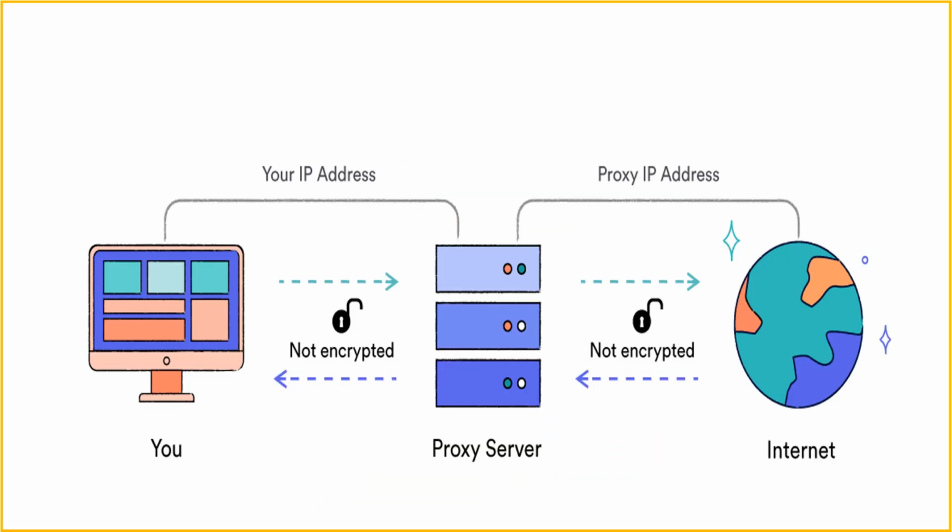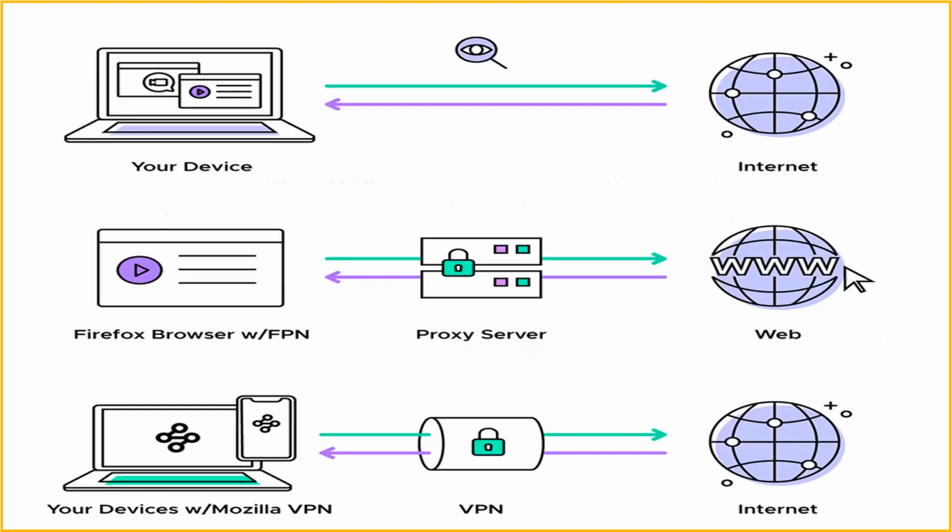Now, there is one notable thing that a proxy server can't do, and that is encrypt data as you surf the internet. So, when the data is not encrypted, that data can be intercepted by hackers, ISPs, or government with the proper equipment. So, here is where a VPN comes into the picture.